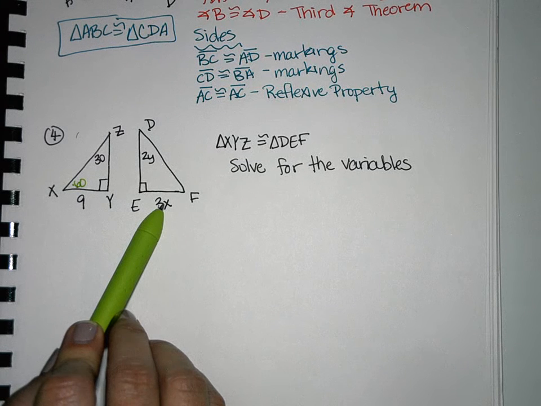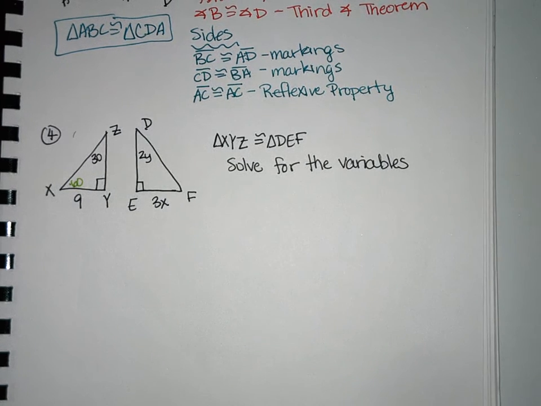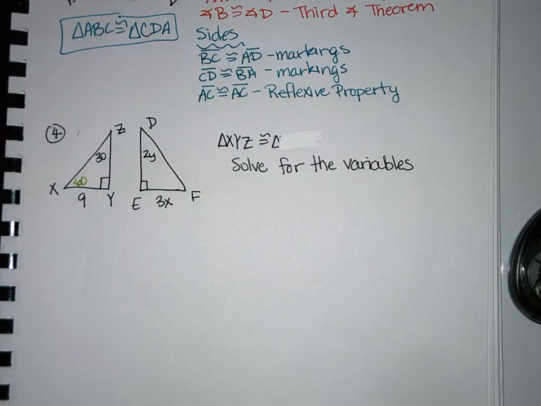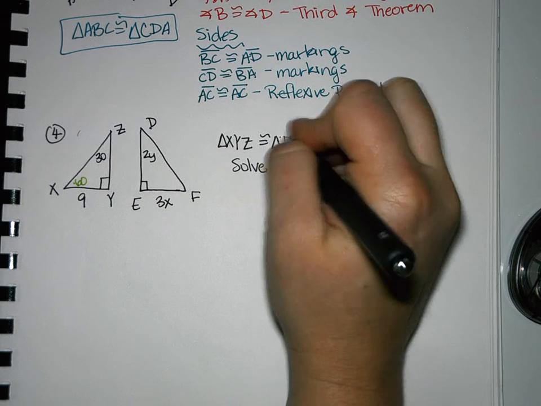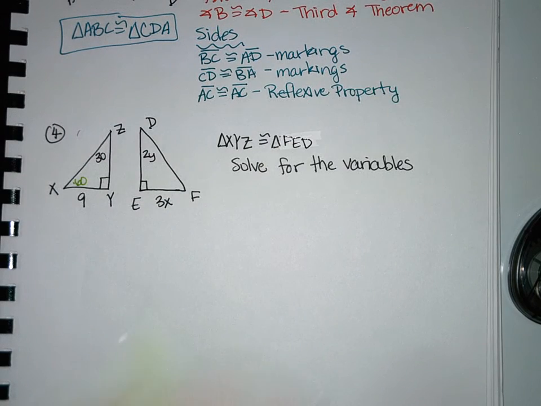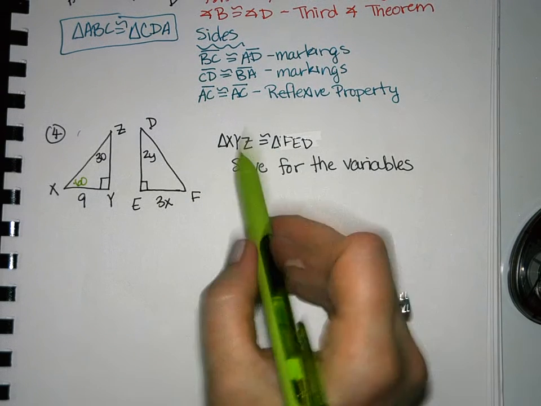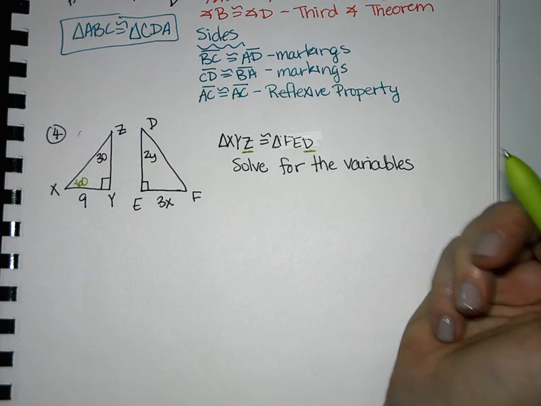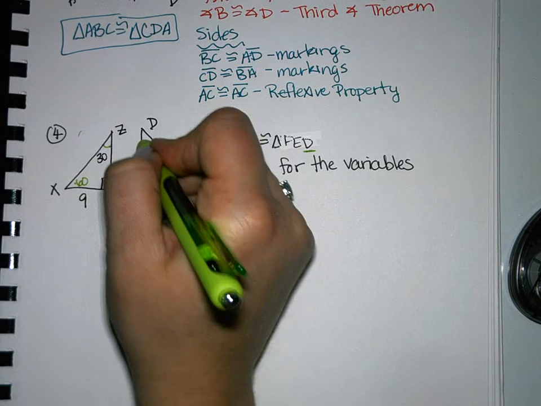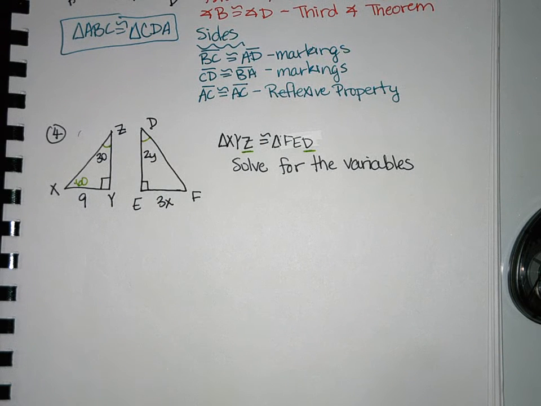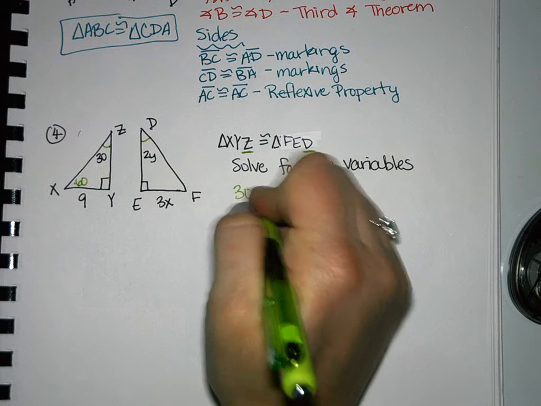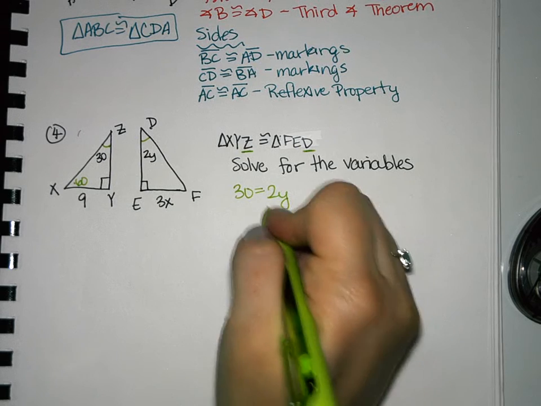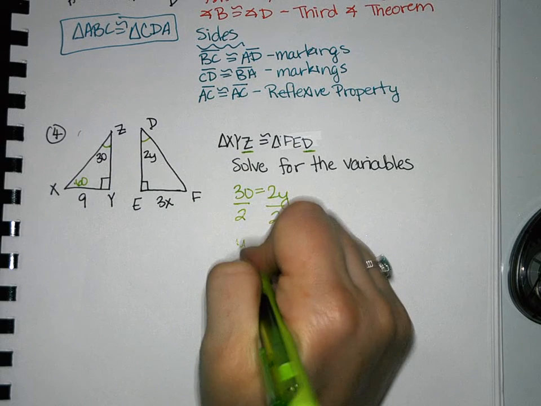Actually, I just realized I wrote this wrong. This should be FED. Okay, so based on the congruent statement, do you see how Z and D are both at the end? That means these are the 2 angles that need to match up to be congruent. So that means we would be able to say 30 has to equal 2Y. So we can solve for Y by dividing both sides by 2 to get Y is 15.